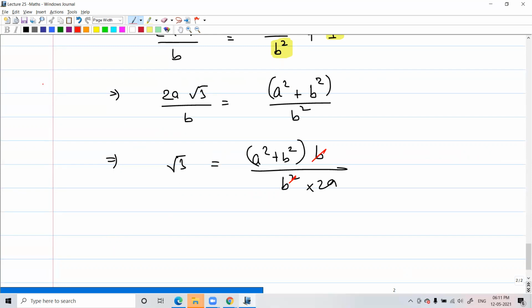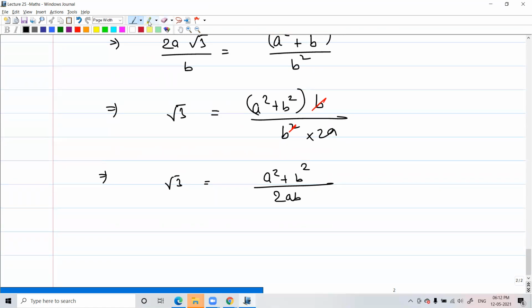So what do we have now? In the LHS, we have root 3. In the RHS, we have a square plus b square divided by, this b got cancelled, so no need to write anything else in the numerator. That's why I removed the brackets also. And here we have 2a into b. I will just write it as 2ab.